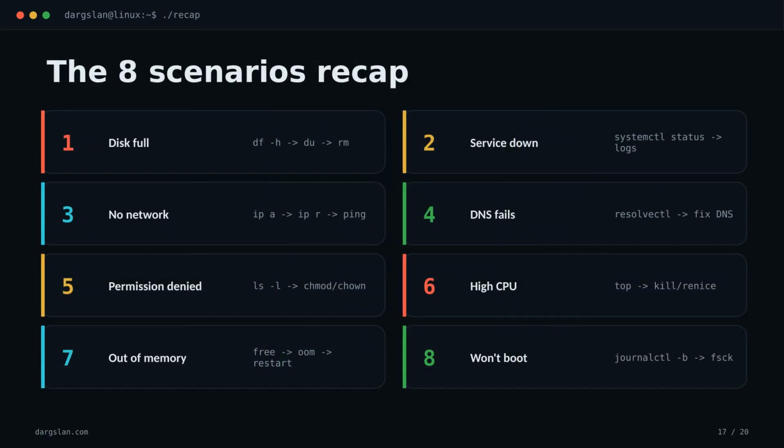And here's the full tour in one view. The 8 scenarios we've worked through. Disk full: we go df, du, rm. Service down: systemctl status into the logs. No network: ip a, ip r, ping. DNS failing: resolvectl. Permission denied: ls -l, then chmod or chown. High CPU: top, then kill or renice. Out of memory: free, check for the OOM killer, restart. And won't boot: journalctl -b, then fsck. Same loop every time: observe, isolate, diagnose, fix.